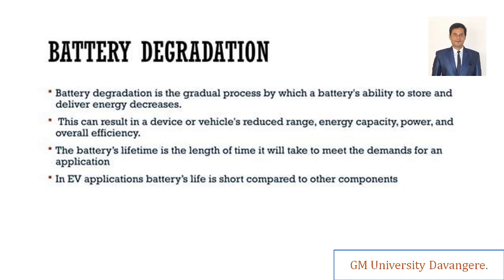So this can result in a device, or in vehicles, reduced range, energy, capacity, power, and overall efficiency, right? For example, the battery is actually the heart of your electric vehicles, so without a battery, you cannot run. We have to maintain the batteries. The battery maintenance is very, very important, right?